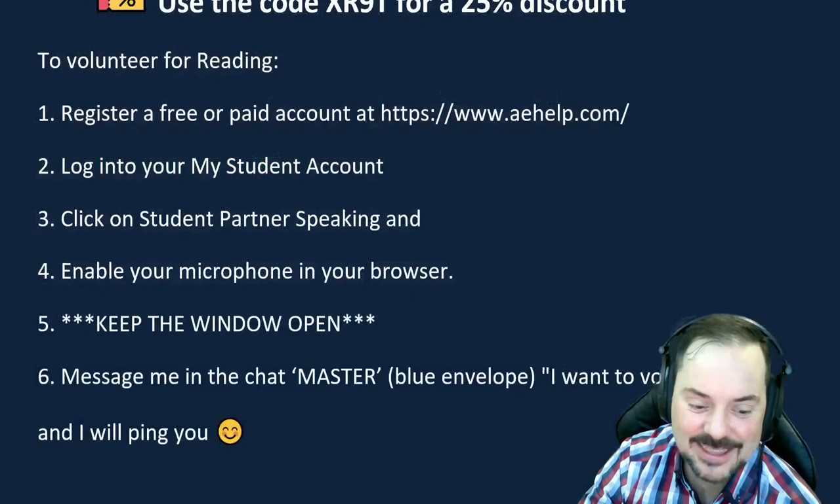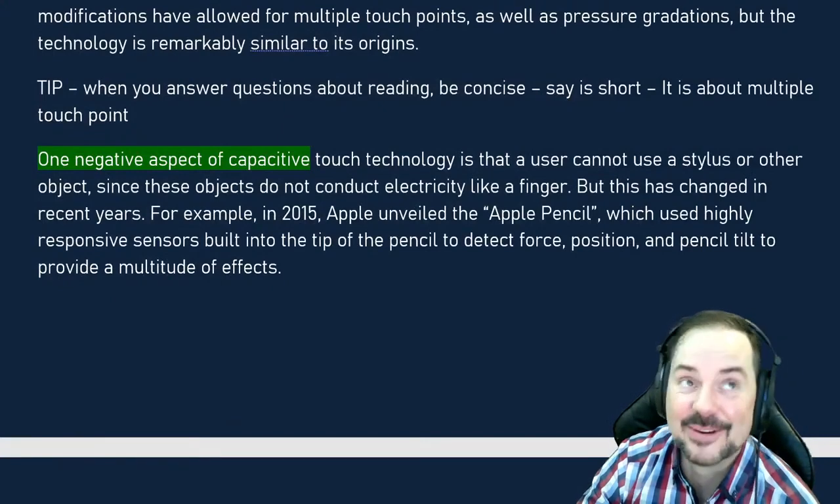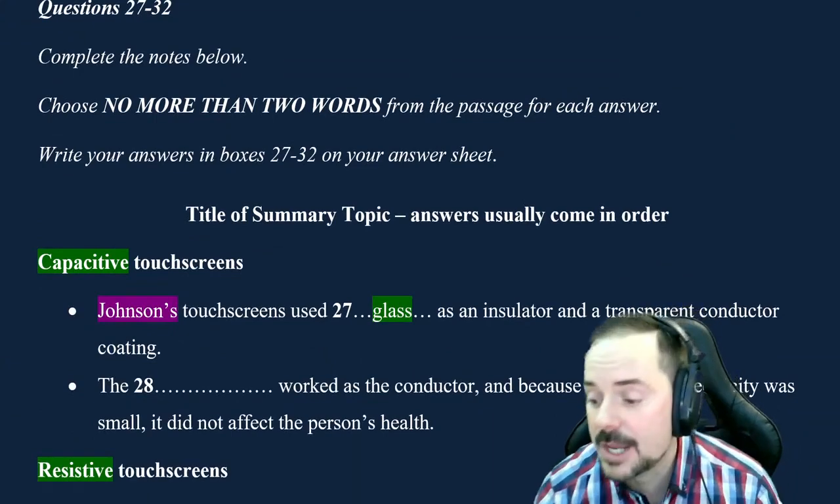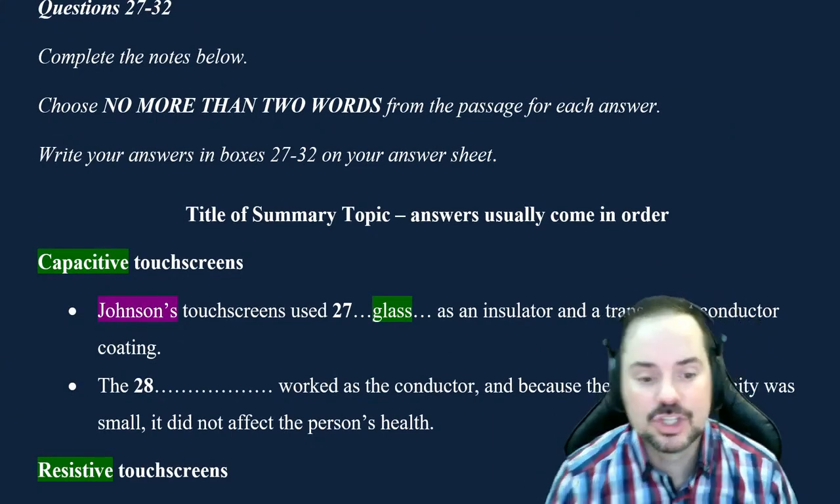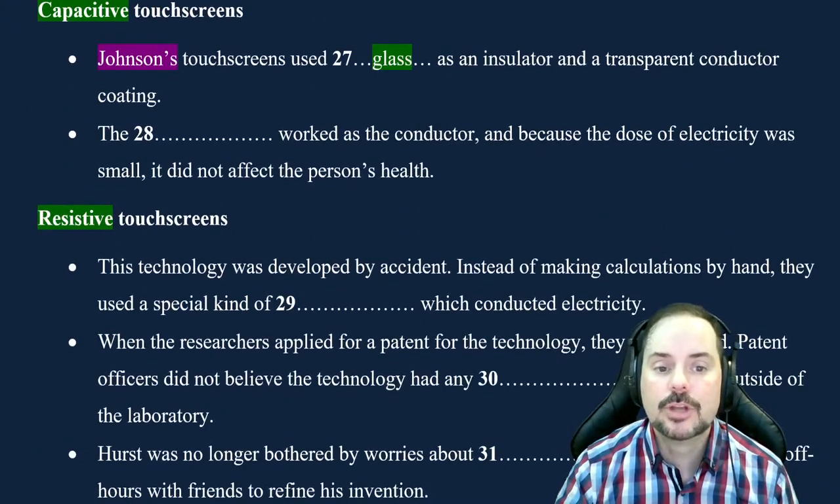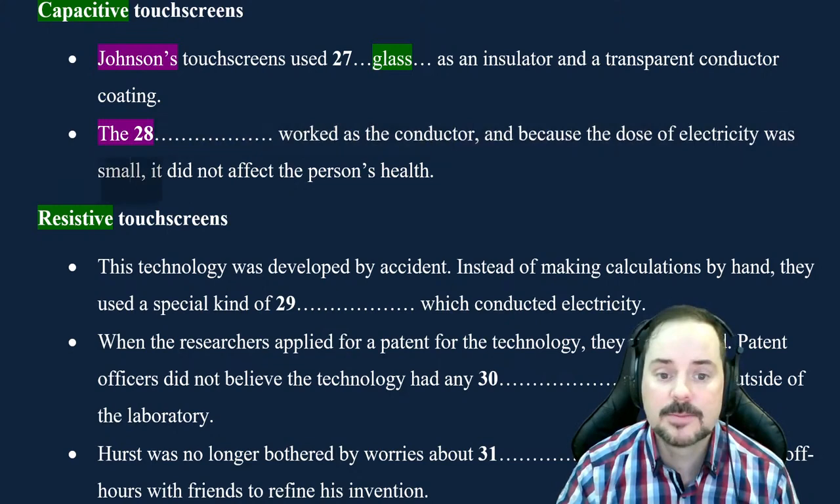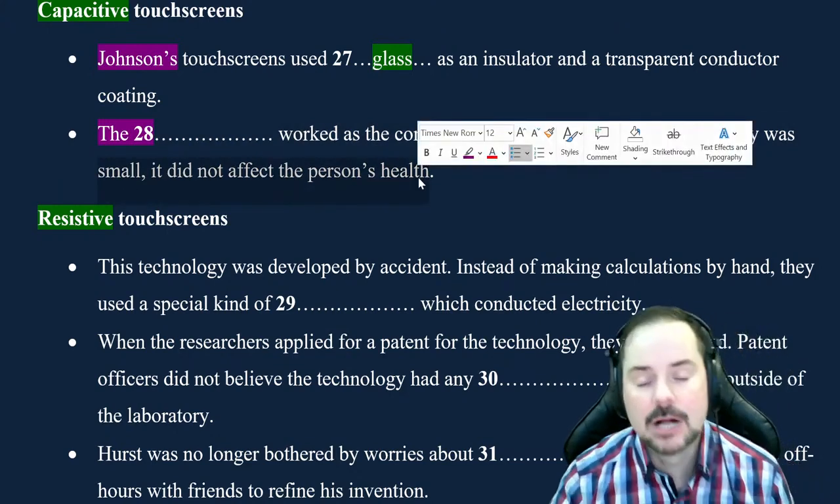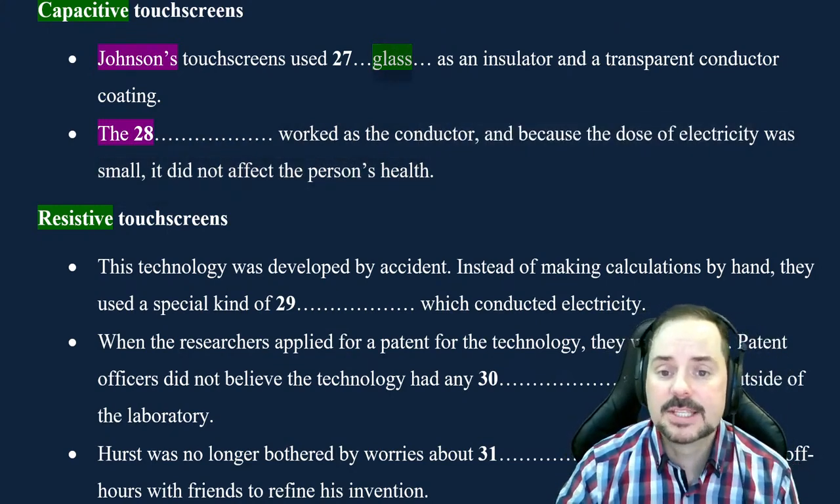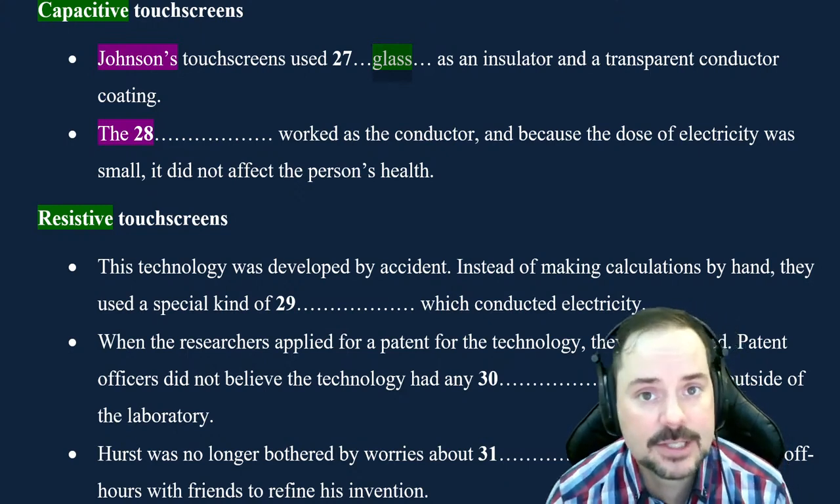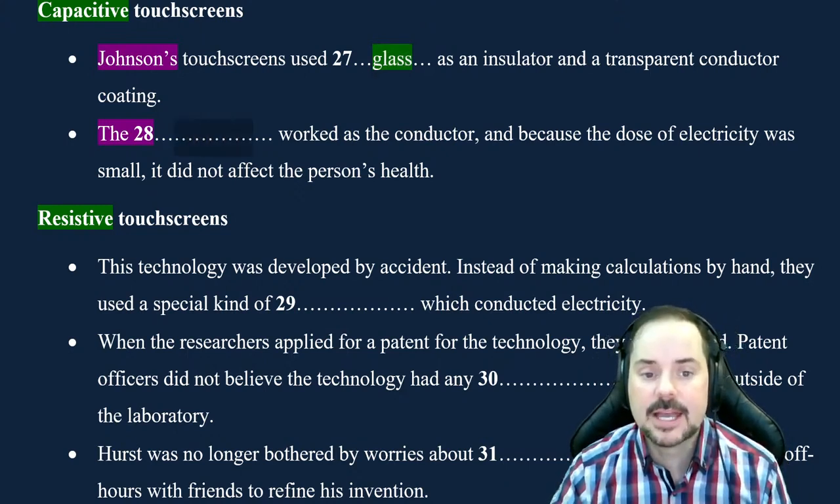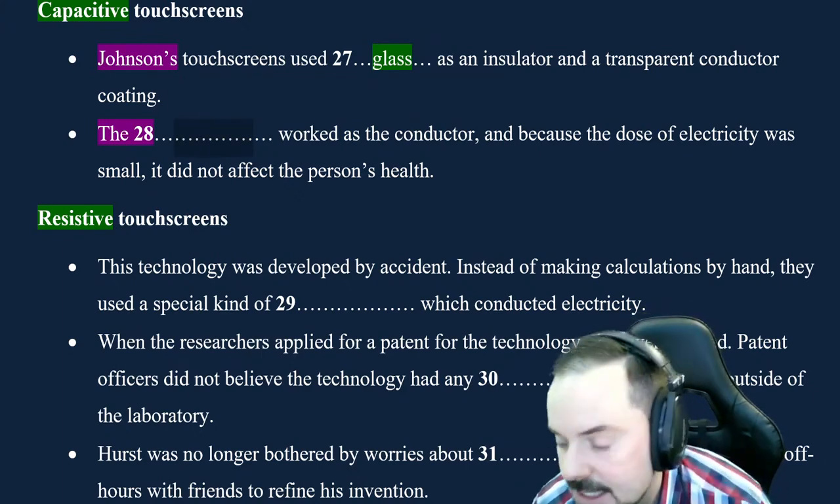I'm just going to look at the passage, and we're going to do this together with the chat. So let's go through the questions and answers together, and you can put your answers into the chat. We're on to number 28, so let's read it together. Something worked as the conductor, and because the dose of electricity was small, it did not affect the person's health. Now, even if you didn't get number 27, glass, if you are a band 6 level student, you should definitely get the answer for number 28.